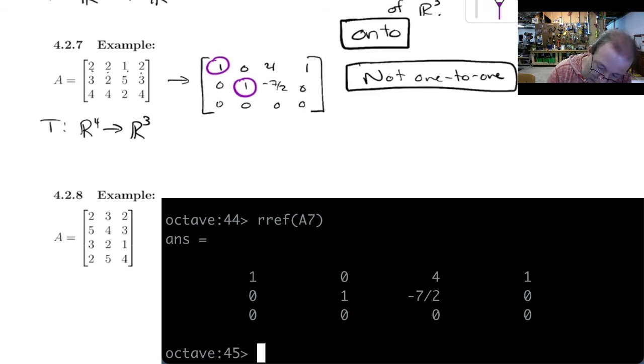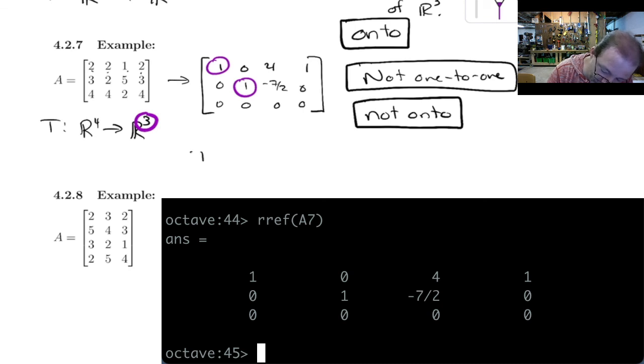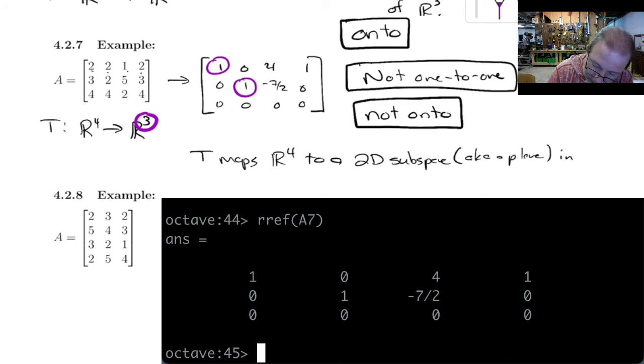And what about onto? Well, we've only got 2 leading ones, and we needed 3 in order to get there. So it's not onto. And for a bigger explanation of why it's not onto, this thing T maps R4 to a 2D subspace, a plane in R3. So it doesn't map it to the entire thing, it just maps it to a plane. So it's not onto.